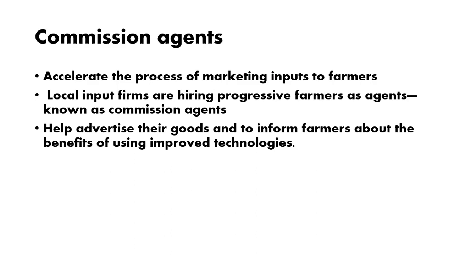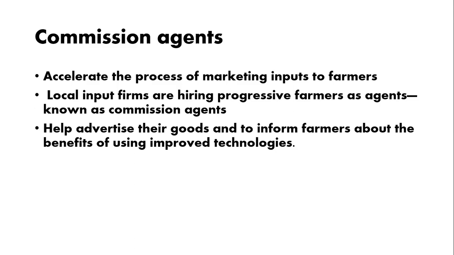Local input firms are hiring progressive farmers as agents, known as commission agents. So what commission agents do is they promote and bring some selected products to the farmer on behalf of the company. He brings those products and product information to the farmer. He helps to advertise their goods and informs farmers about the benefits of using improved technology. He is called a commission agent. He is a farmer who works on behalf of the company in the field.